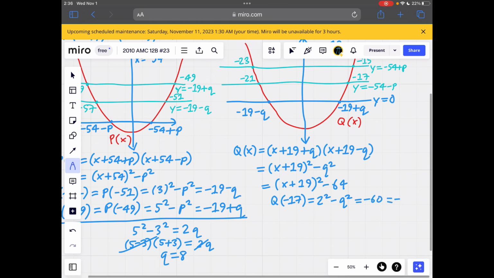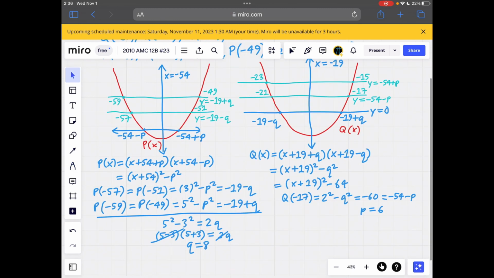That's equal to minus 54 minus p. And that's all we need to find the value of p. We know that p is equal to 6. So q is equal to 8 and p is equal to 6.